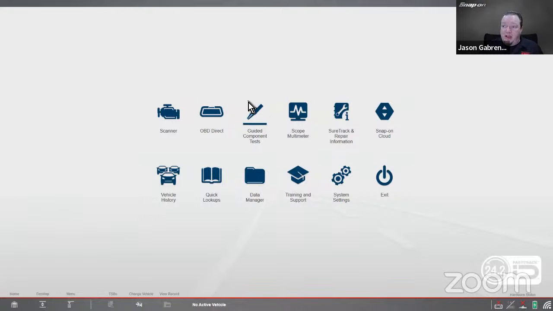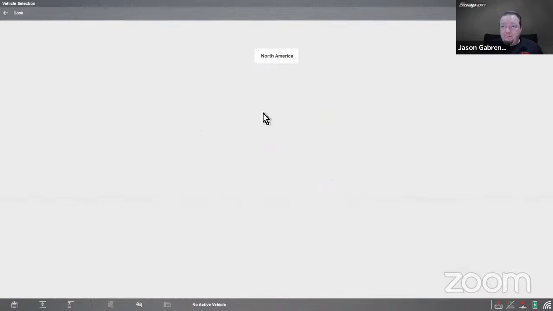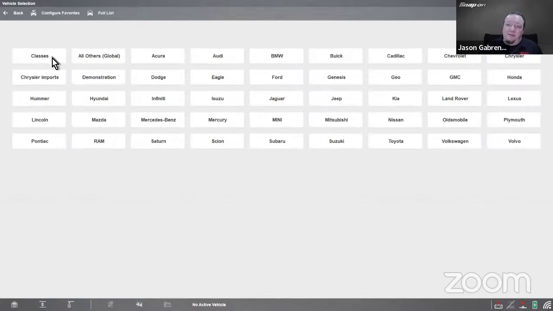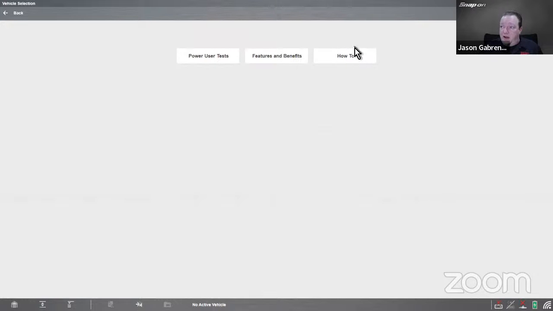And then you'd go into guided component tests, right? And then pick North America. I would assume you're in North America. You might not be, but it's going to give you a database to choose. So in our case, we can only choose North America. And that's the very first thing. It's classes right there. And then how to is where all of that stuff is.